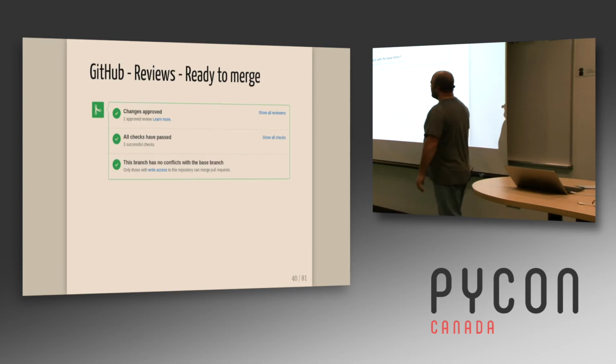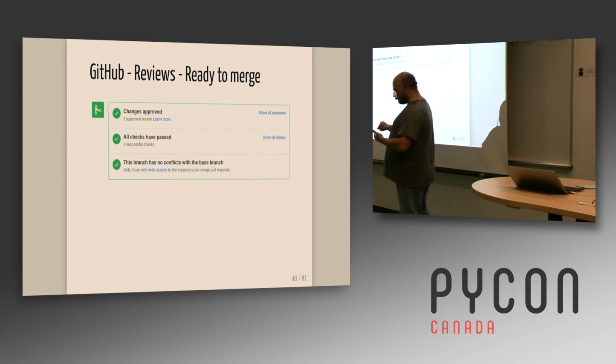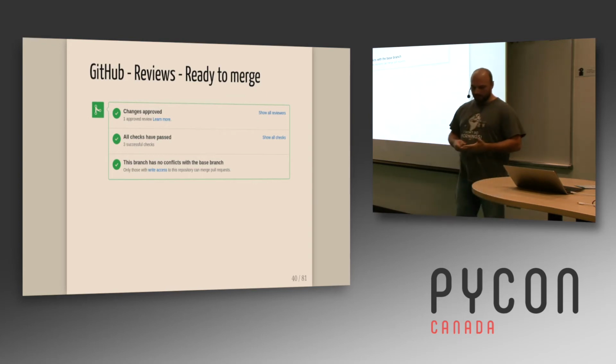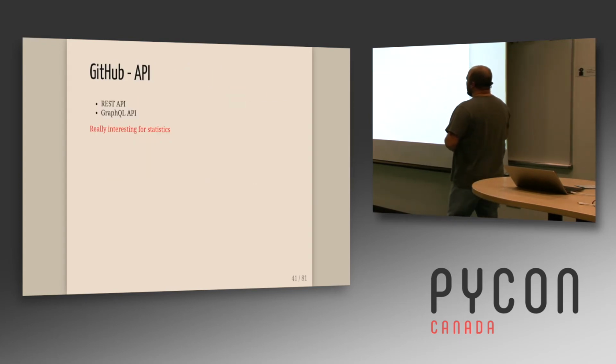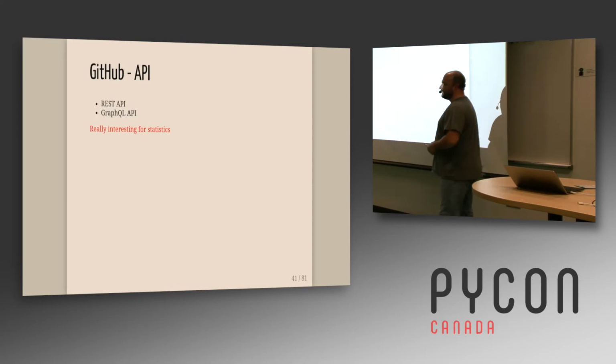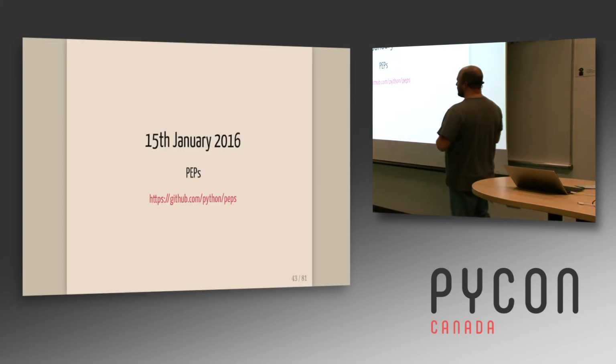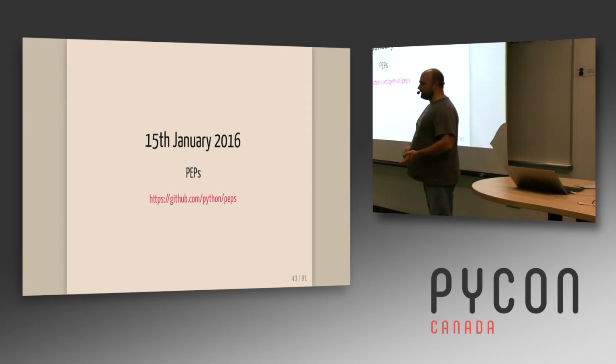So, of course, we have some checks. Okay, the change is approved. The checks from Travis and the other tools have passed. And this branch has no conflict. We have removed the conflict. We have the reviewer, and the reviewer is happy. The patch will be applied in a few minutes. And of course, we have some APIs, a REST API and a GraphQL API, really useful for statistics. Okay? So the migration to GitHub started in January of last year.